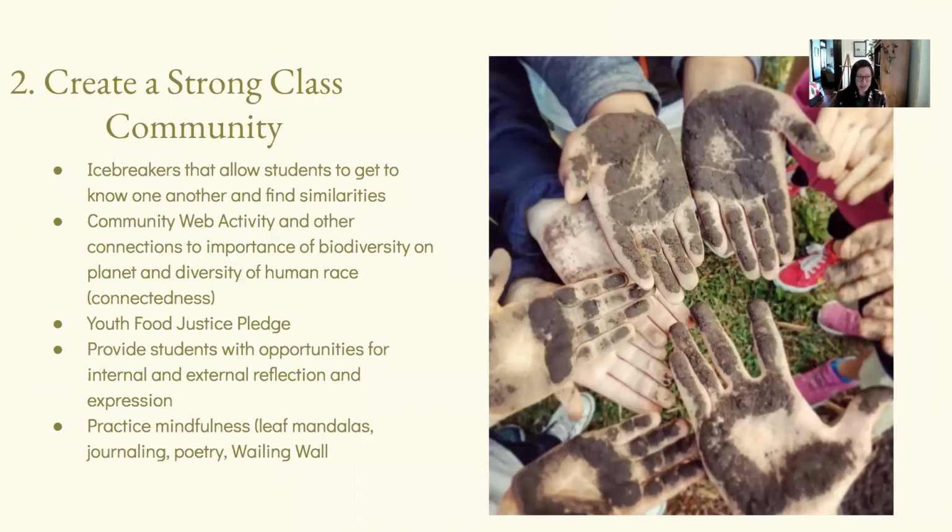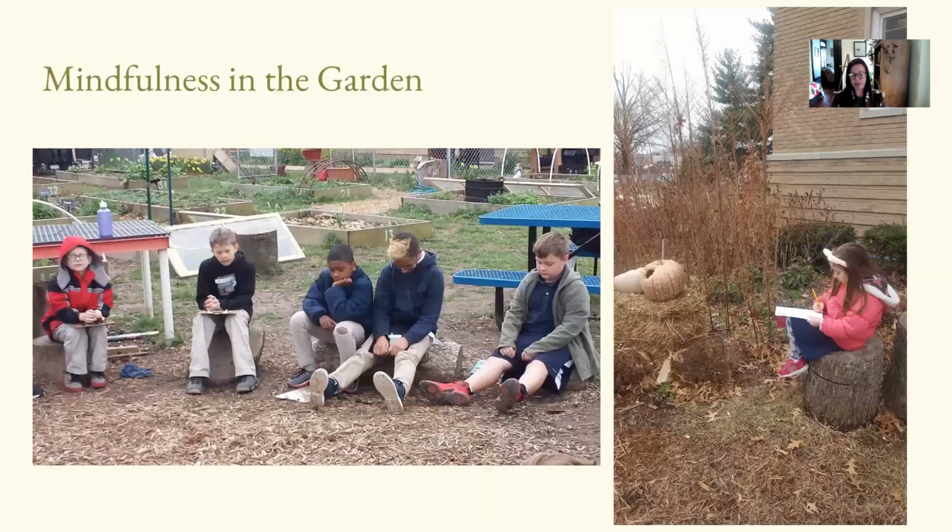Also, provide students with lots of opportunities for internal and external reflection. I love to bring mindfulness into the garden. There are so many ways we can practice mindfulness in the garden. It could be something as simple as a little meditation. You could take just a few minutes at the beginning of your garden class, or whatever class you're doing outside, to read a little poem and have students close their eyes. You could even have them do some reflective journaling, maybe about the poem or just whatever they're feeling.